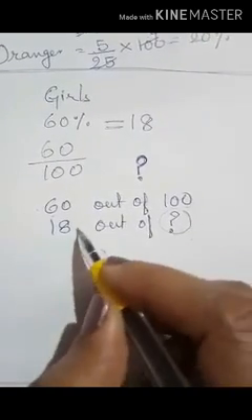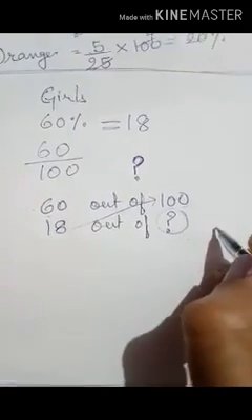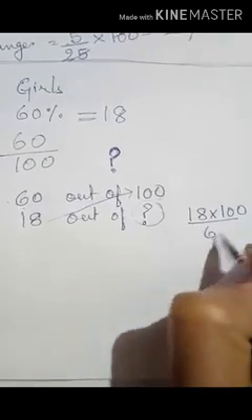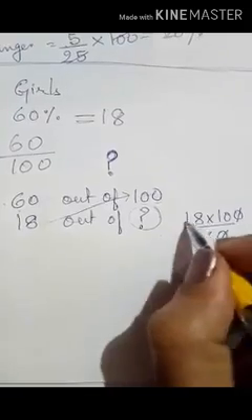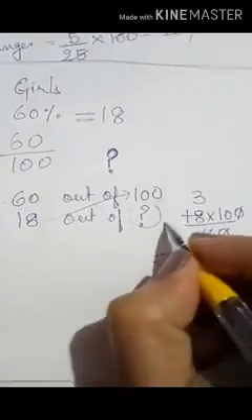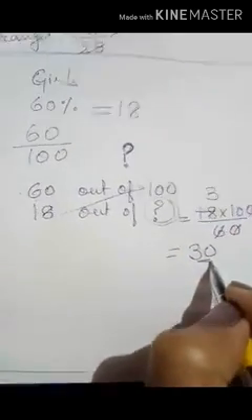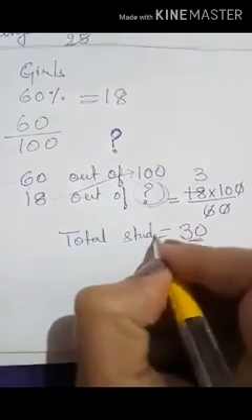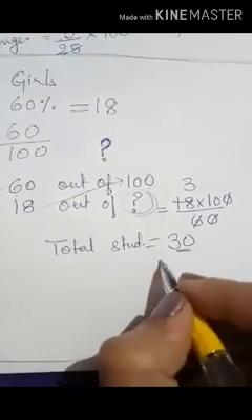Now we'll cross multiply. So 18 will multiply with 100, and 60 will come down in the denominator. 0 gets cancelled. 6 3s are 18, so 3 into 10 is 30. So what we got here is the value of this unknown quantity. So 30 is the total number of students. We got the total students as 30. Out of 30, 18 are girls. So how many are boys?